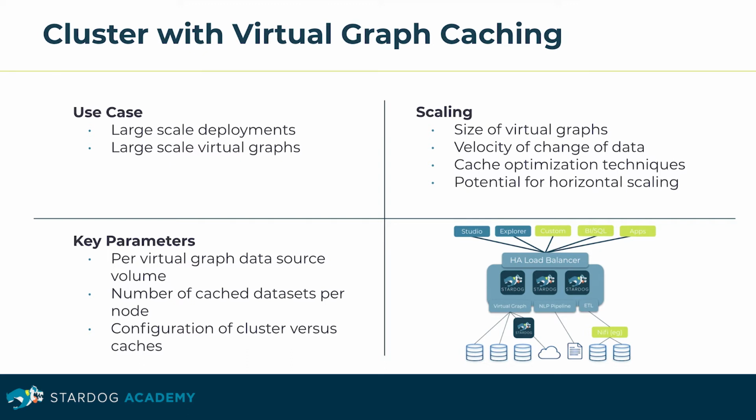Now, our key parameters are going to be a per virtual graph data source volume, understanding how much data we're going to have in that virtual graph data source, the number of cache data sets per node, and how those sources map to cache nodes, and then the configuration of the cluster versus caches, and making the decision on whether data should be loaded into the cluster, where it would gain high availability type capabilities in terms of replication of that data, or running Stardog cache nodes, and how many of those cache nodes we might want.